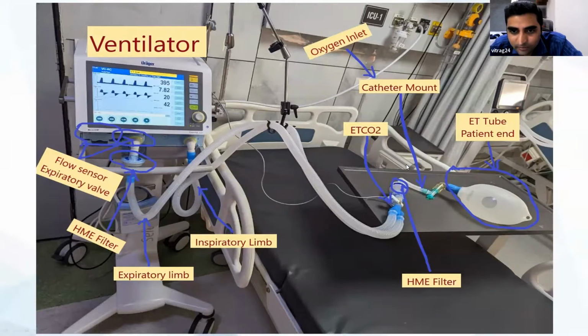So the question is, HME filter should be placed on the inspiratory limb or the expiratory limb? So definitely, as in this picture, you can see it's not for humidification. It is for protection, infection control of the expiratory valve of the ventilator. So it's a viral filter on the expiratory end, and the HME filter on the patient end between the catheter mount and Y piece.